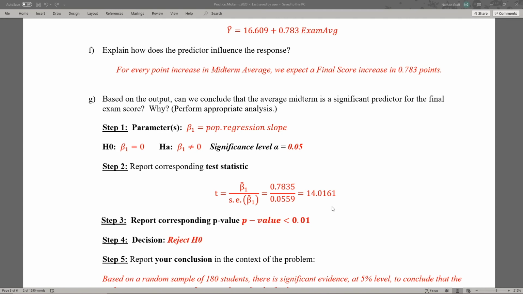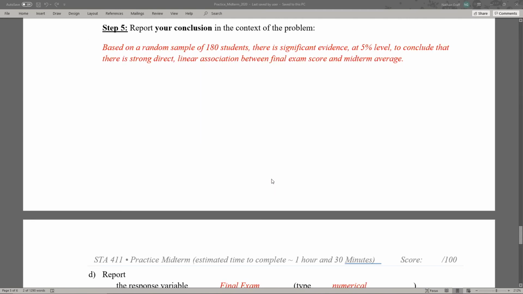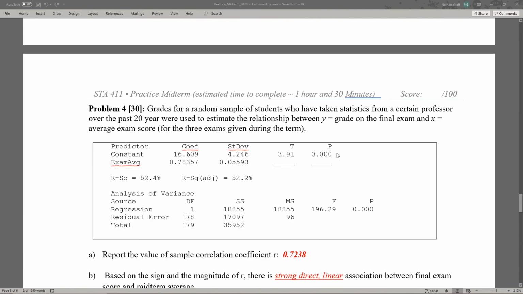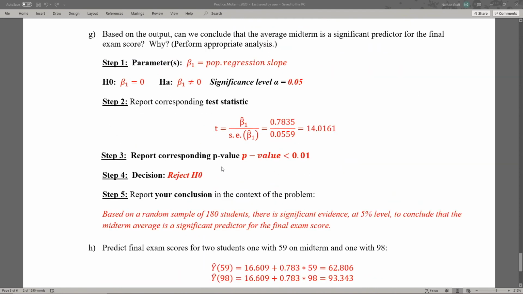Step 3 asks for the corresponding p-value. In this case, it is the rightmost value found in the top section of the output. In this case, it is all zeros, indicating it is below 0.001. Thus, since it is below our level of significance, we can reject the null hypothesis, and we can conclude that based on a random sample of 180 students, there is significant evidence at the 5% level to conclude that the midterm average is a significant predictor for the final exam score.